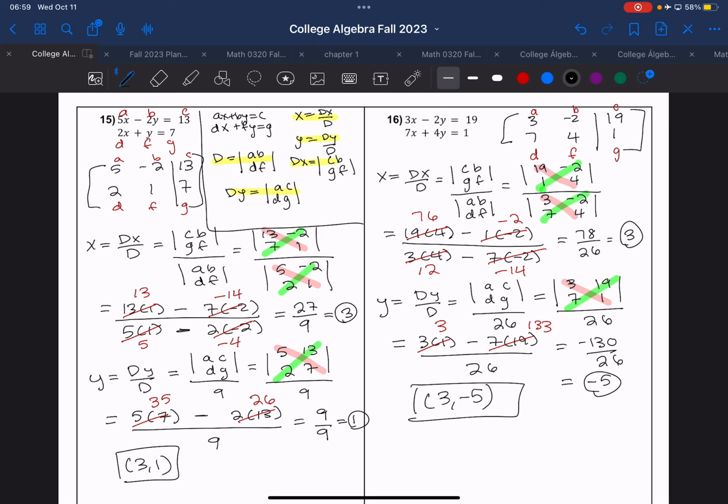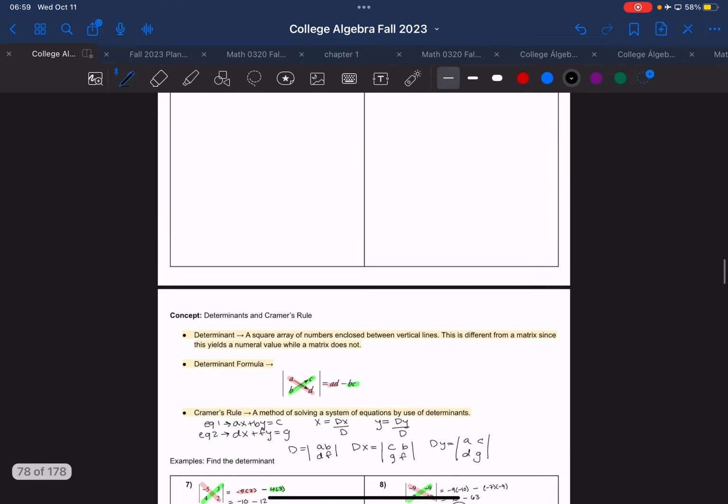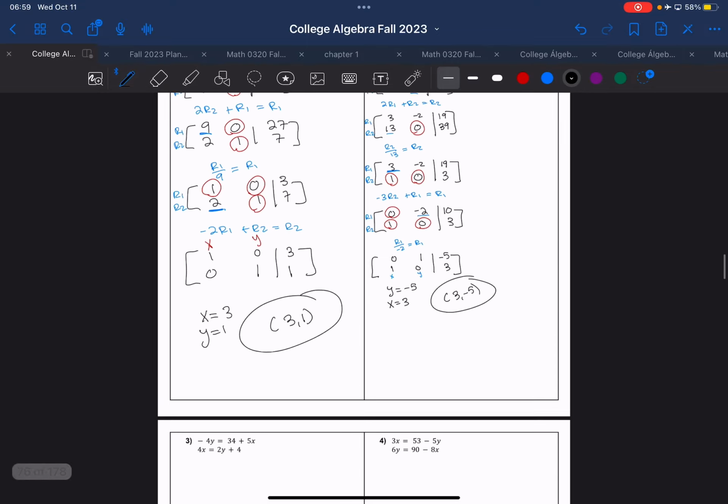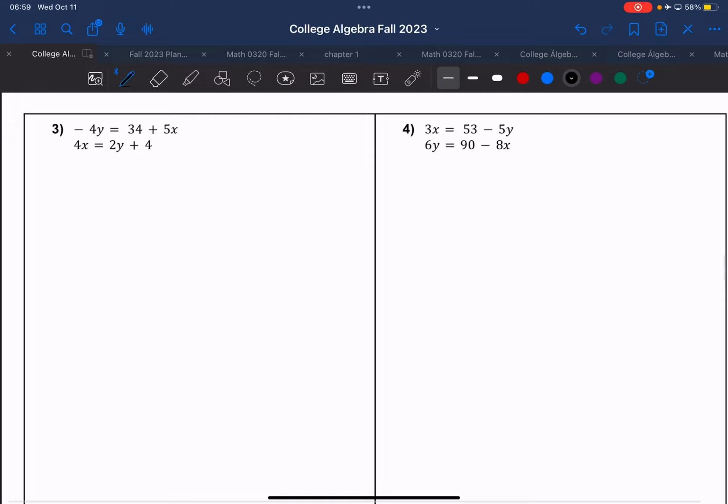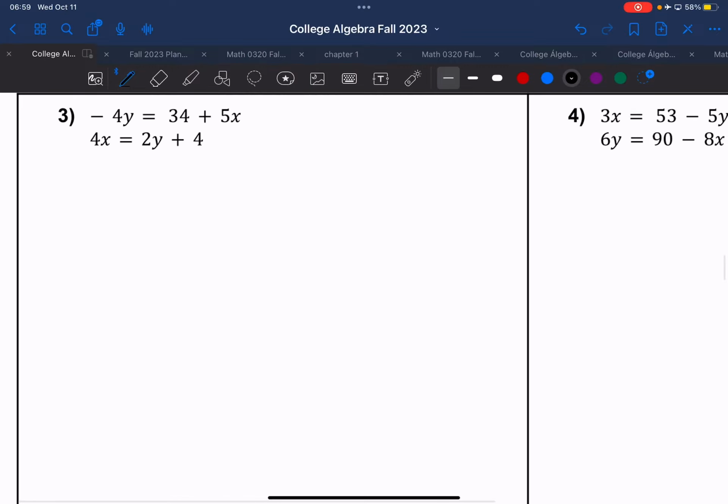Okay, so before we move on to the next topic, do you want to do one more Cramer's rule or one more Gaussian method? Gaussian? Okay. So remember, it's on the same notes. So let's go ahead and look at number 3. Again, we're on the same notes, but we're gonna go over Gaussian one more time before we move on.